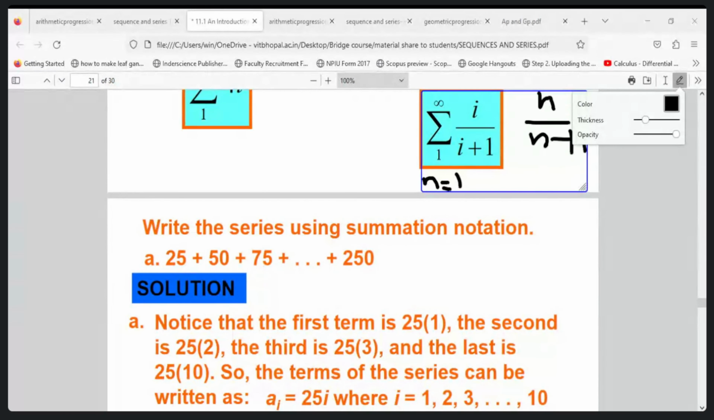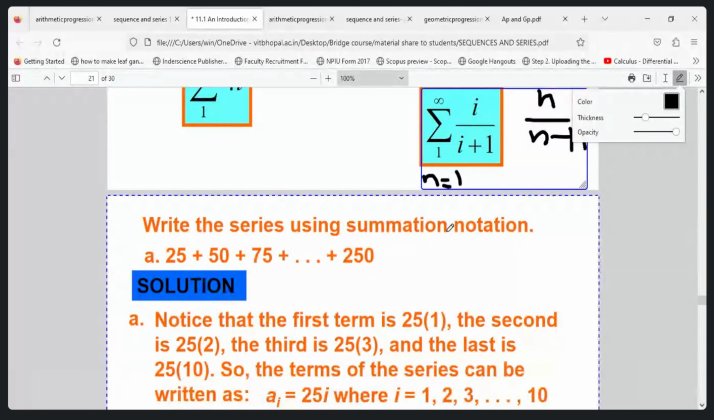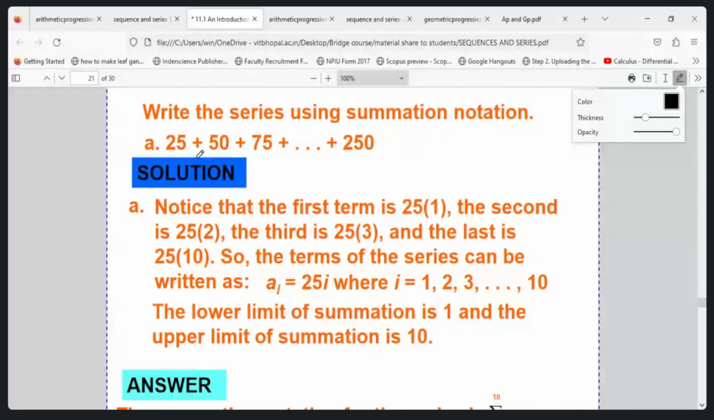Do you understand what the sequence is? How will the sequence start? Then come to the series. If you study the sequence, then only you can start the series. So write the series using summation notation. You can see the question here: 25 plus 50 plus 75 plus up to 250. Now how will you think about it?